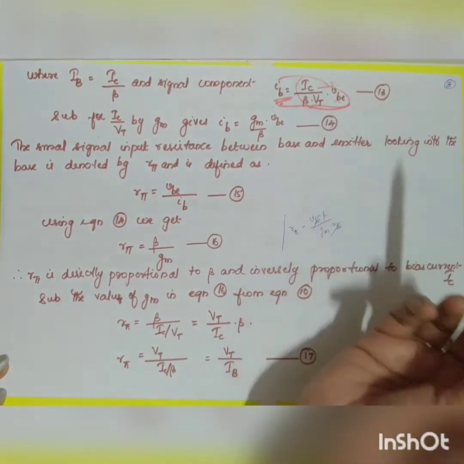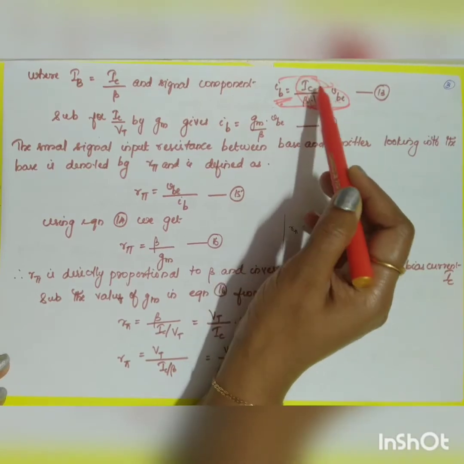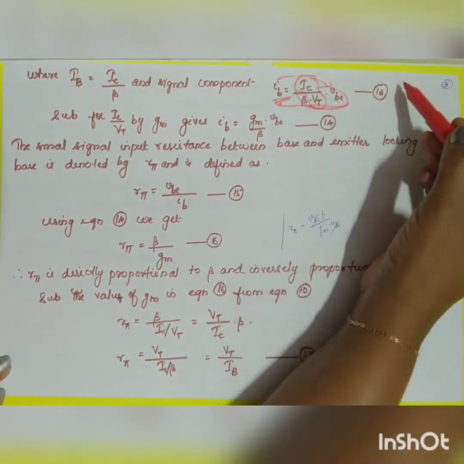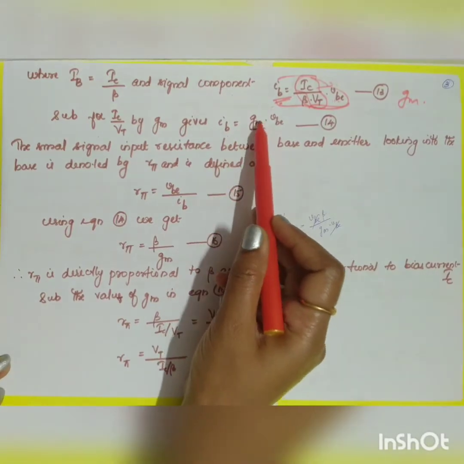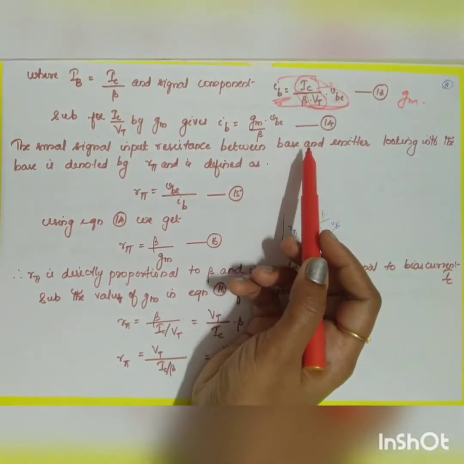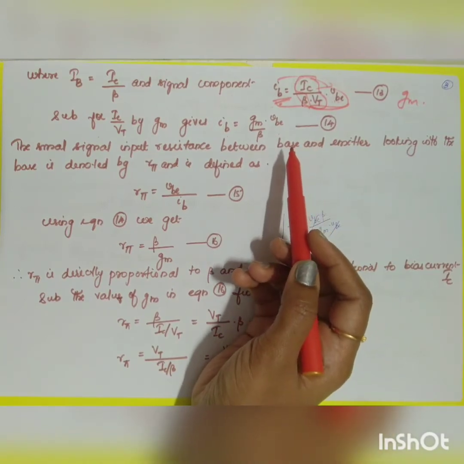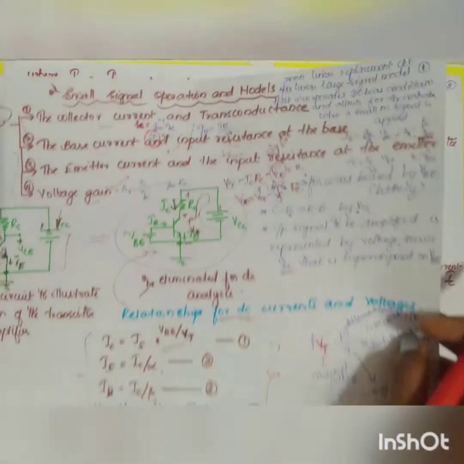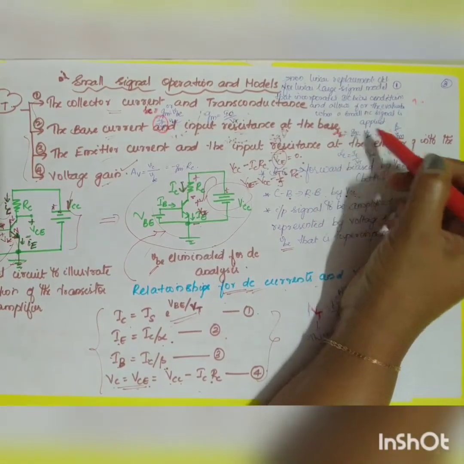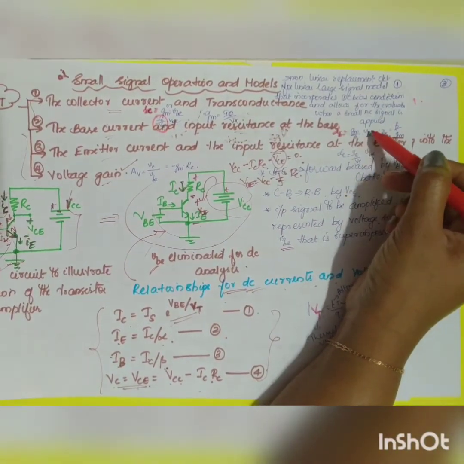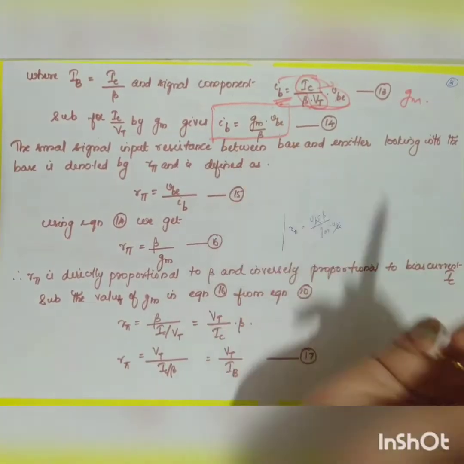Let me take this as equation 13. Now you know that IC divided by VT is nothing but gm, right? So what will be your value? ib is equal to gm divided by beta into vbe. So this is going to be your equation of your base current. Base signal current ib will be equal to gm into vbe divided by beta. Okay, so this is going to be your formula.